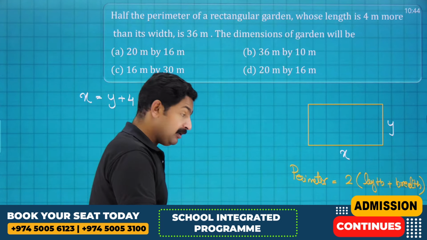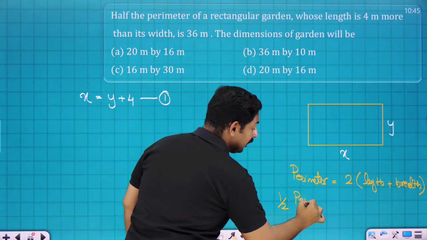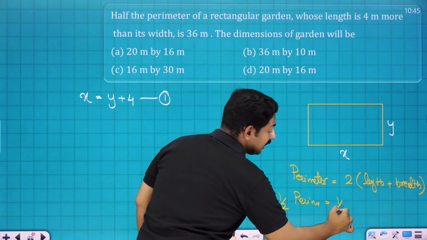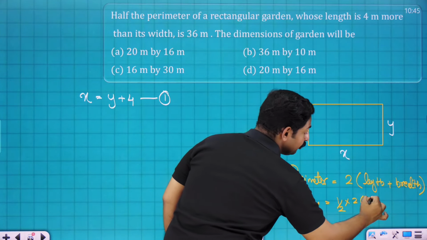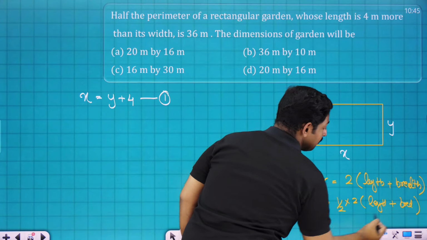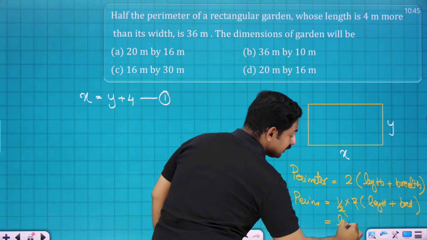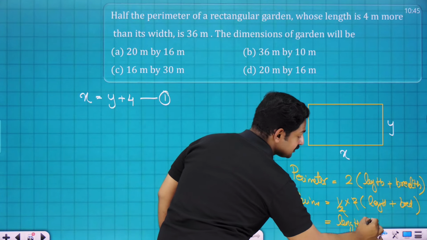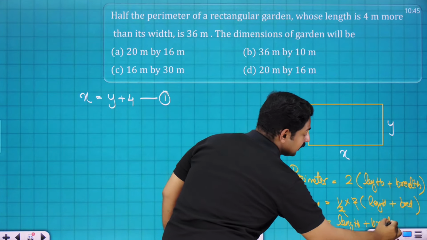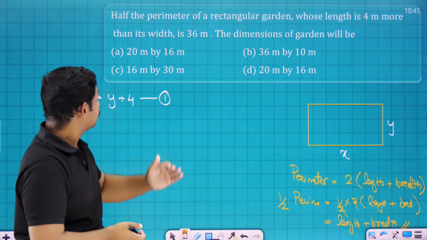So half of perimeter means half of 2 into (length plus breadth), right? So the 2 and 2 get cancelled. It will be length plus breadth only. So half of perimeter means length plus breadth only.